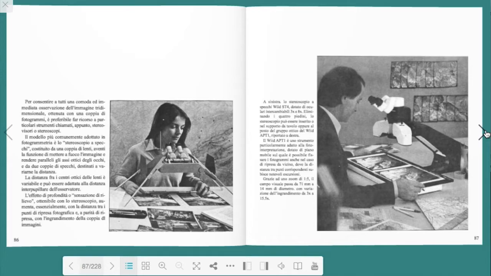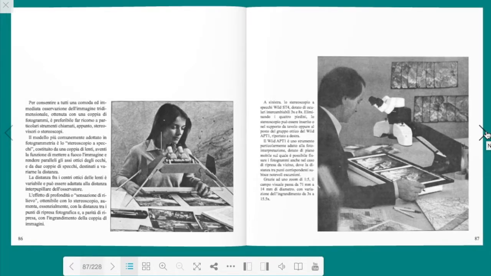The Wild Aviopret APT 1 is a tool particularly suitable for photo interpretation, equipped with a moving plane on which it is possible to fix the frames even in the case of close-up shooting, where the distance between the corresponding points undergoes considerable excursions. Thanks to a 1:5 zoom, the field of view changes from 71 mm to 14 mm in diameter, with variation of the magnification from 3x to 15.5x.